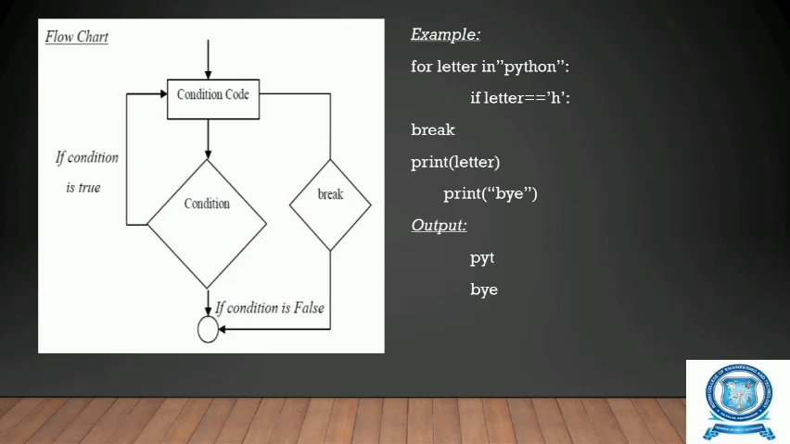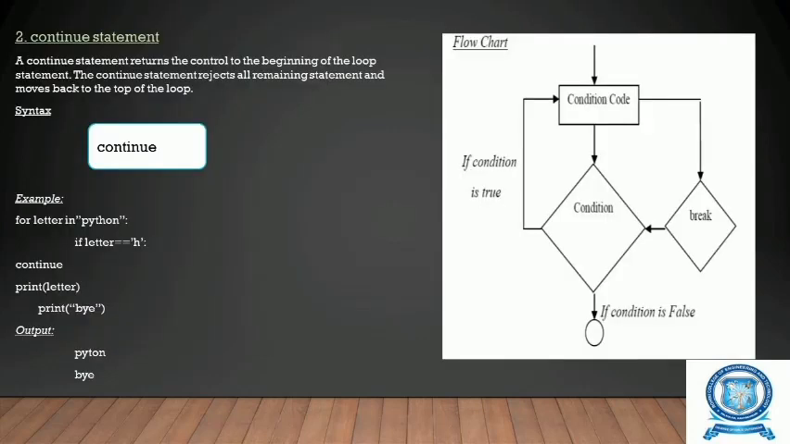Okay. That will be represented in this flow chart. This loop will be executed until this condition is true. When it comes to break, it becomes false and comes out. Okay. Now, let us see the continue statement. The continue statement returns the control to the beginning of the loop. It rejects all the remaining statements and moves back to the top of the loop. The syntax is only continue.